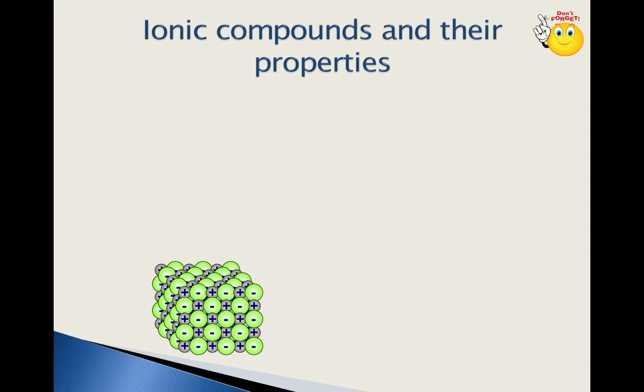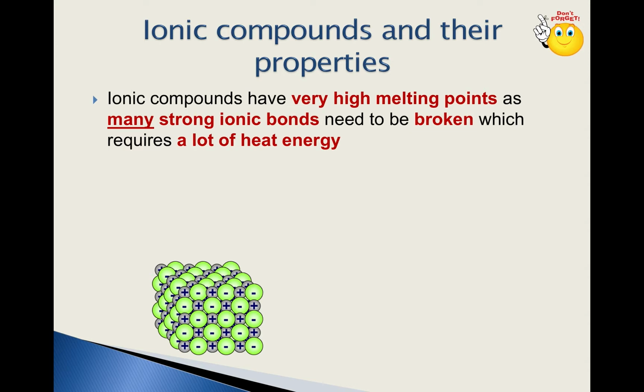So let's look at their properties, and we've mentioned some of these properties before. The most important property that you'll come across is that ionic compounds have very high melting points. And what they'll often ask you in the exam is, why is this the case? Now what I've written is ionic compounds have very high melting points, as many strong ionic bonds need to be broken, which requires a lot of heat energy. That's fair enough. That is the reason why they have a high melting point. But that will only secure you 1 mark.